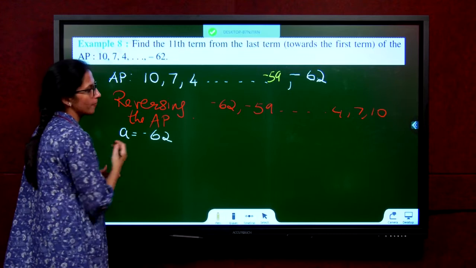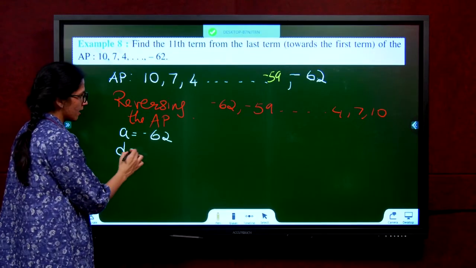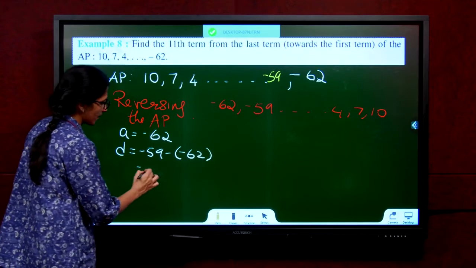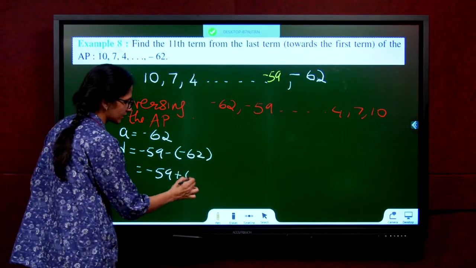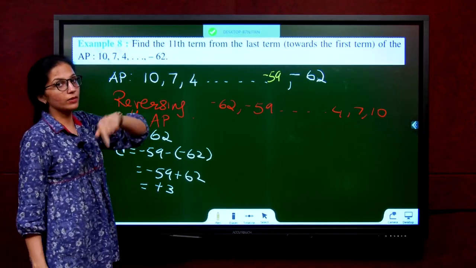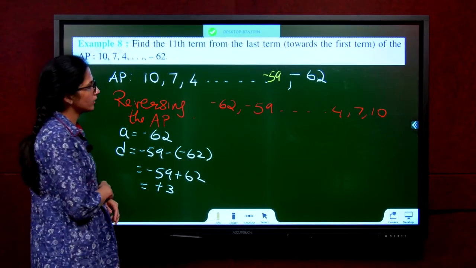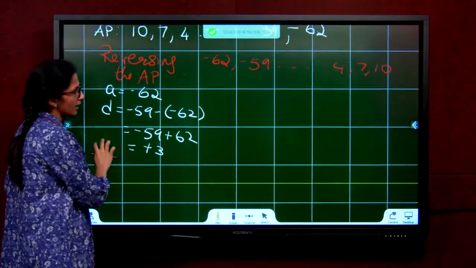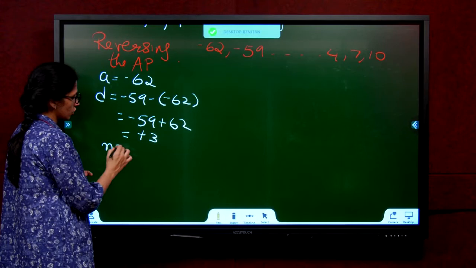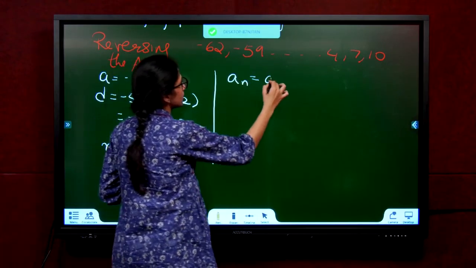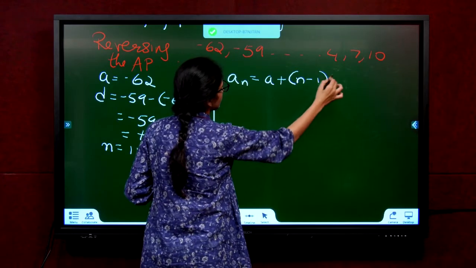So now see, what is a? Minus 62. What is d? Minus 59 minus of minus 62, that is minus 59 plus 62, which is plus 3. If it was the original AP, I would get minus 3. Okay, so now I have this. I want my 11th term. So n given is 11. Find an equals a plus n minus 1 into d.